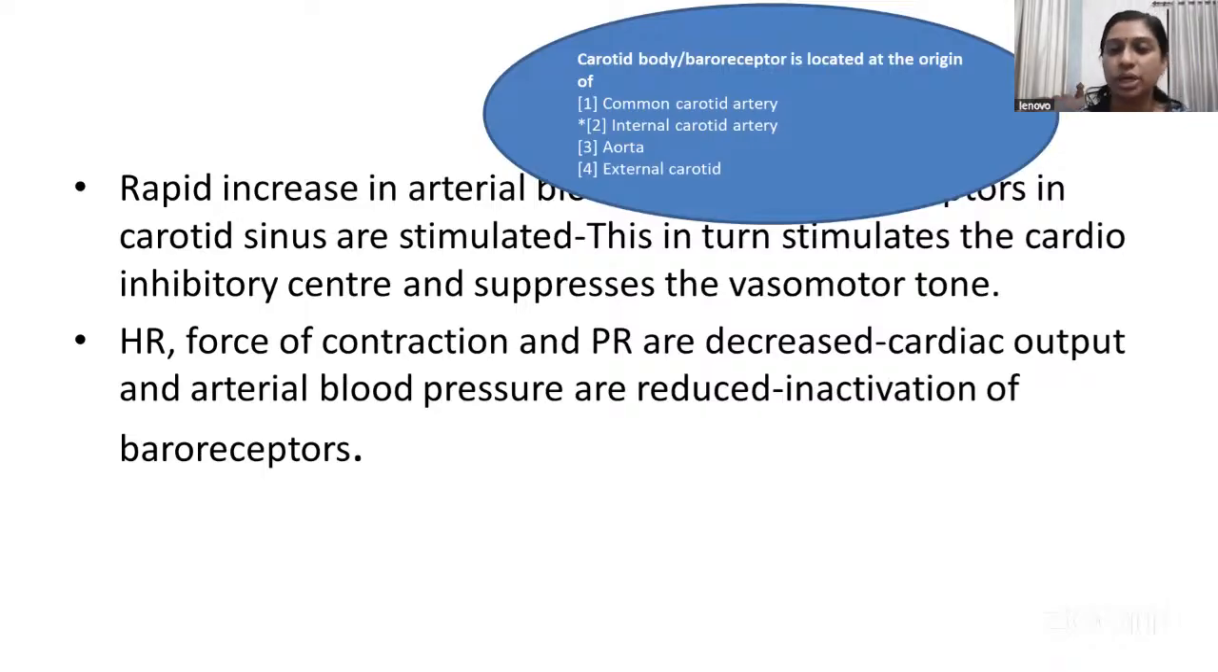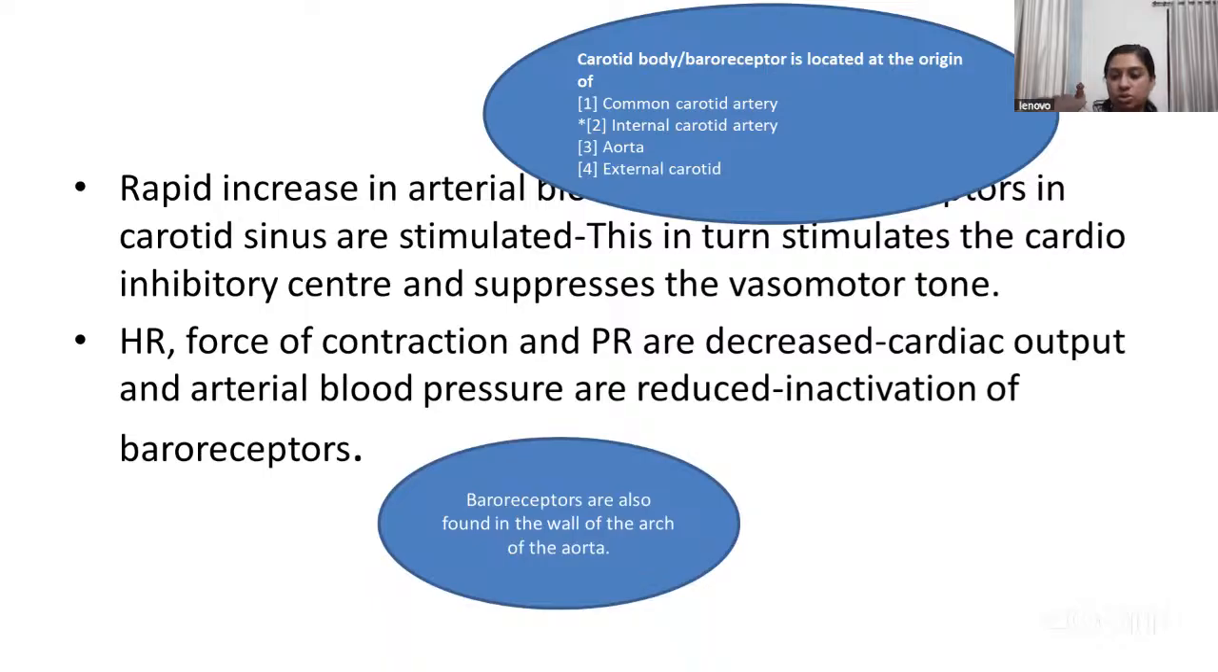So, what's the location of carotid body baroreceptors? It is located in the internal carotid artery, at the origin of the internal carotid artery, where the carotid body or baroreceptors are located. Also, they are found in the wall of the arch of aorta.